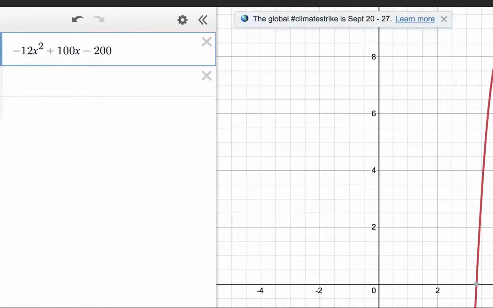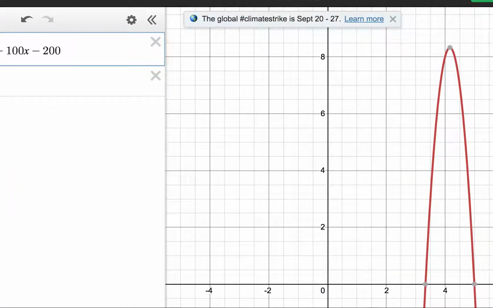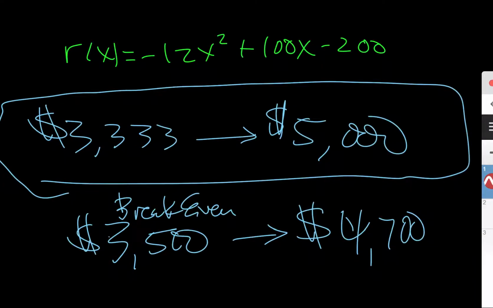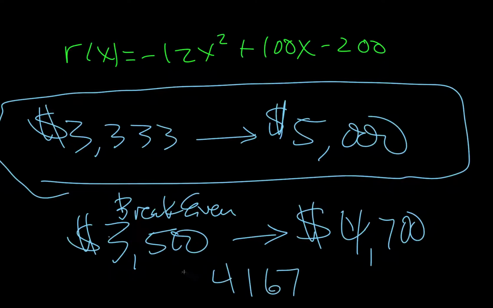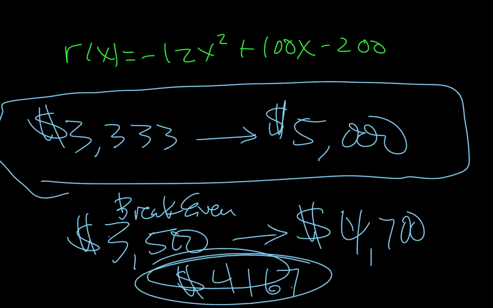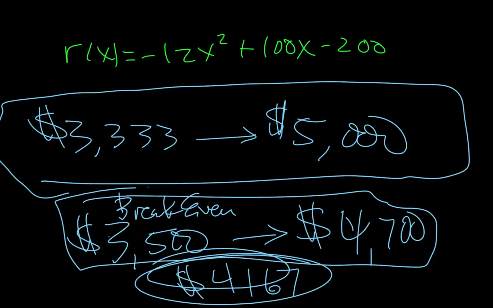right at the peak, which was putting about $4,167 is our peak. That's the ideal thing, but our advertising budget should be around this. Okay, if you need additional help, please come to Math Lab. Until then, calculator.